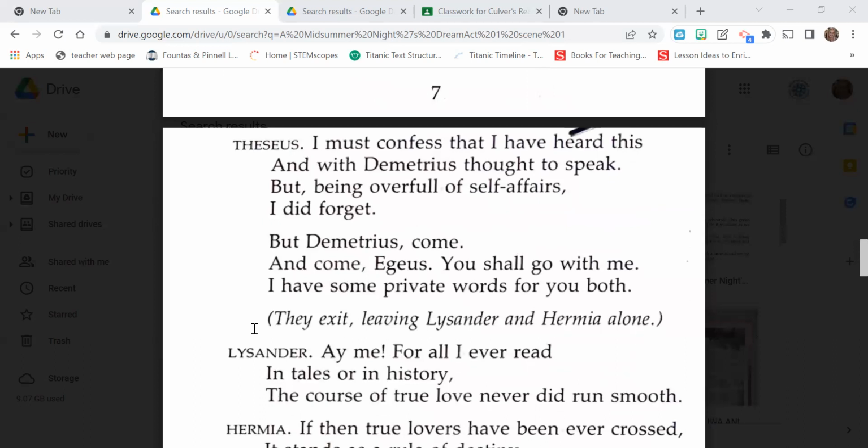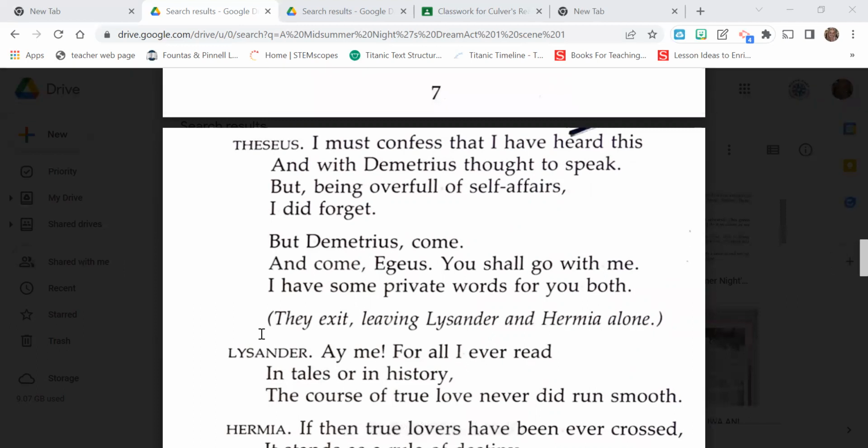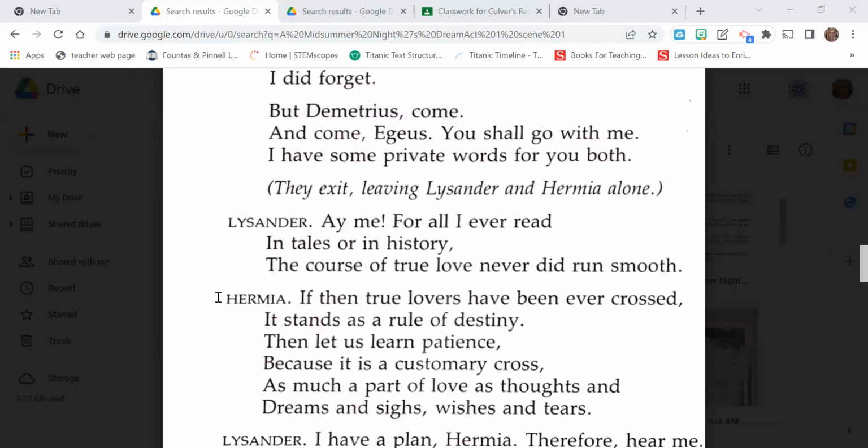So Theseus says, but Demetrius, come Aegeus, you shall go with me. I have some private words for both of you. So Theseus, the Duke, calls Demetrius and calls Hermia's father Aegeus on with him and leaves Lysander and Hermia alone. Lysander and Hermia are alone, going to get ready to talk.